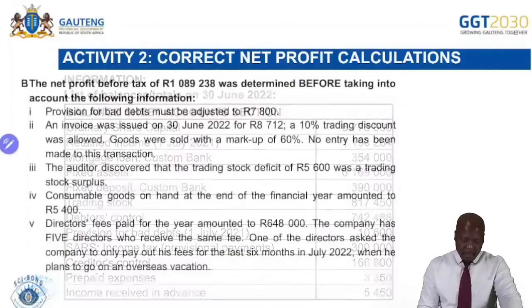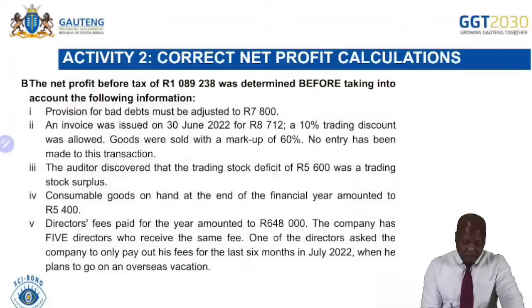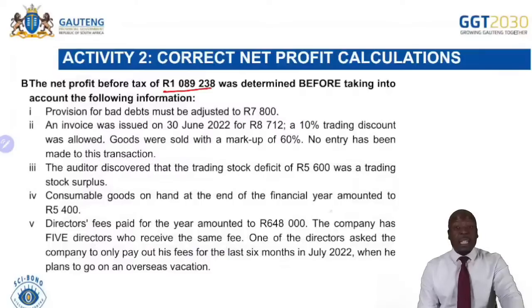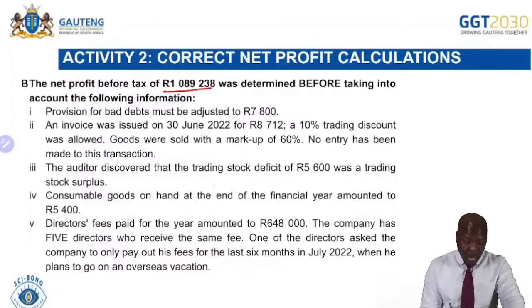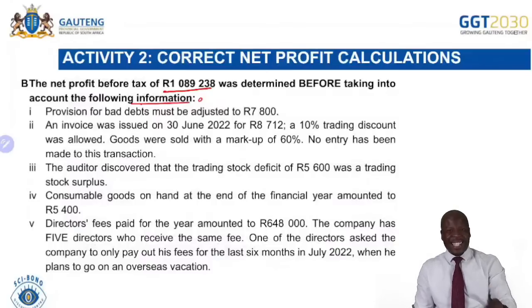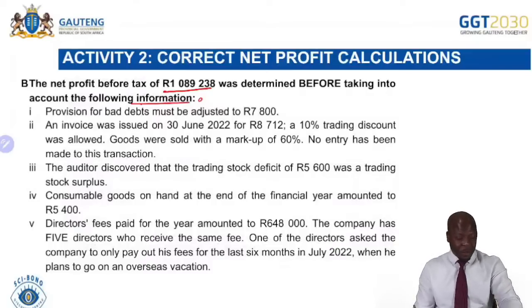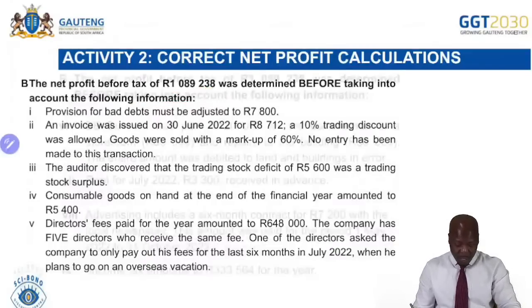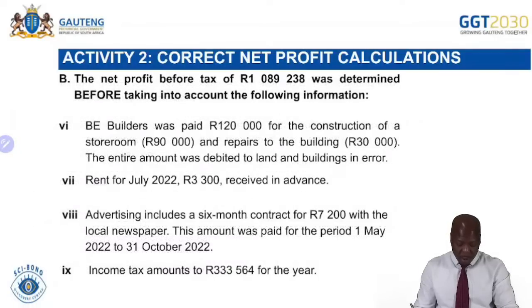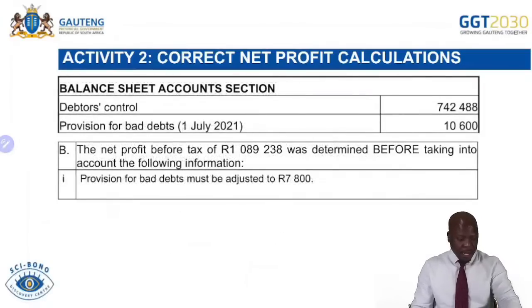Okay, let's see. We were given the net profit before tax to be 1,089,238. It was determined before taking into account the following information. What must we do? Let's take the following information into account. Let's start with the first one. Here is more information that still needs to be taken into account. Remember what I said? Remember the provisional tax payments? I'm going to talk about it as we come to the end of this question. Let's begin with the first adjustment.